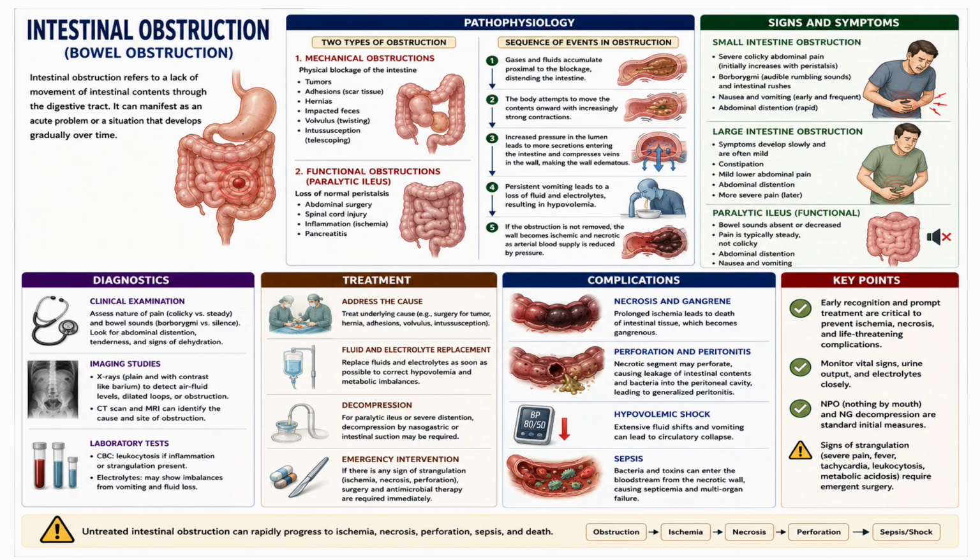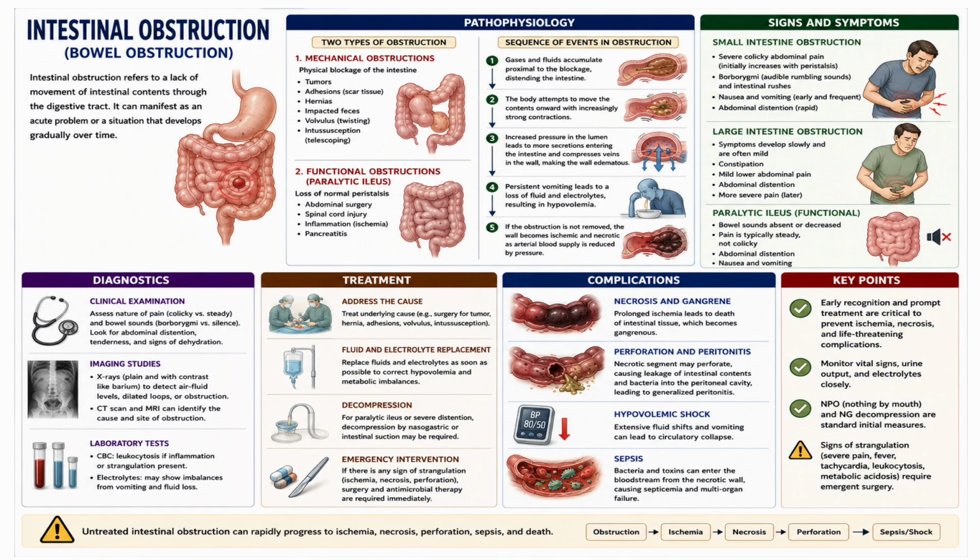Now, the pathophysiology involves a progressive sequence of events. Basically, gases and fluids accumulate proximal to the blockage, because remember, now it's not passing, right? So there's a blockage. And this causes intense pressure in the intestine, which distends, and the body responds with increasingly strong contractions, right? Now it's like, okay, come on, let's move. The pressure makes the intestinal wall very edematous and causes persistent vomiting, because if it's not going out one end, it's got to come out the other, right? So vomiting leads to critical loss of fluids and electrolytes, resulting in hypovolemia.